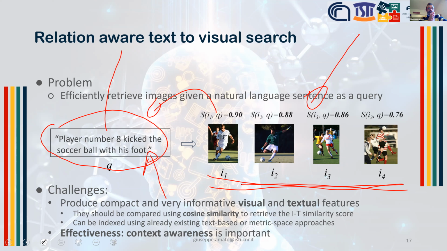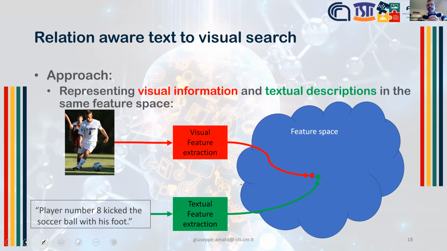The approach that we follow is the following. We represent both features extracted from images in red and features extracted from text in green in the same feature space. And we train a neural network in such a way that if the image and the text are semantically related, the two features are one close to the other in the feature space. Let's see how we do that.